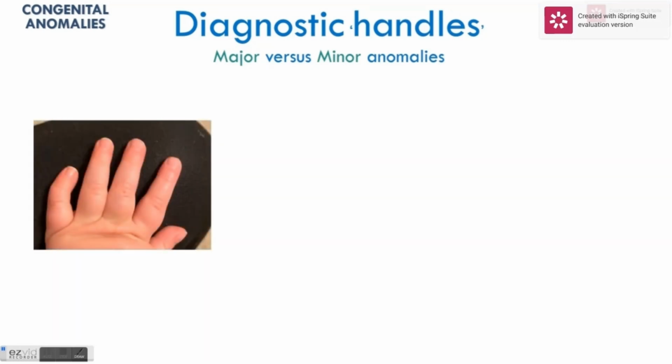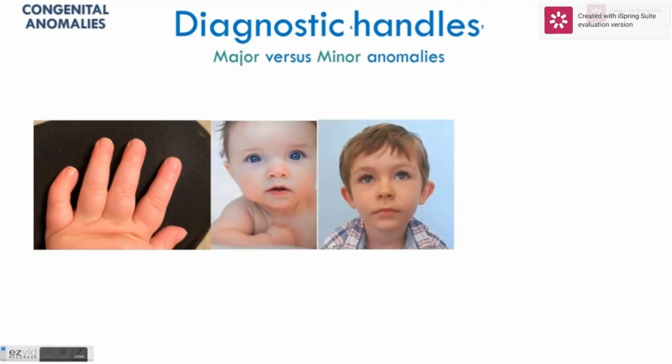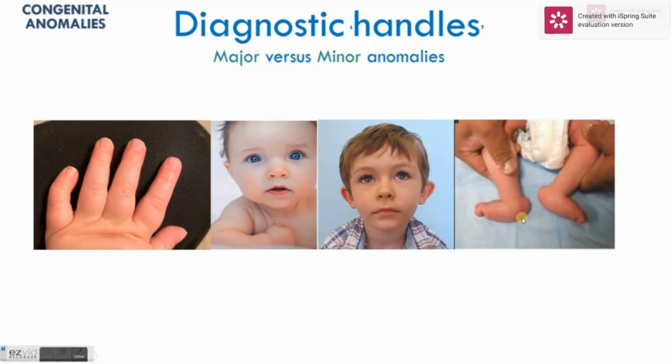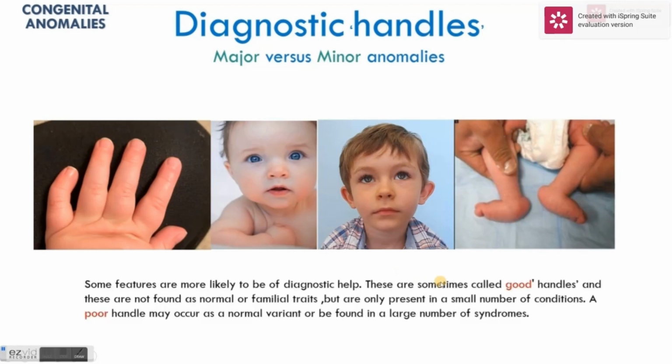In reaching a diagnosis, the diagnostic handles are of variable strengths. As we mentioned, the major malformations are strong handles, while the minor ones, like the broad nasal bridge per se, may not lead you to a diagnosis. For example, just clinodactyly doesn't help you, or doesn't lead you to a diagnosis. It's a weak handle, same like low nasal bridge or low-set ear, as in these photographs, or rocker bottom foot, for example. So these are considered poor handles.